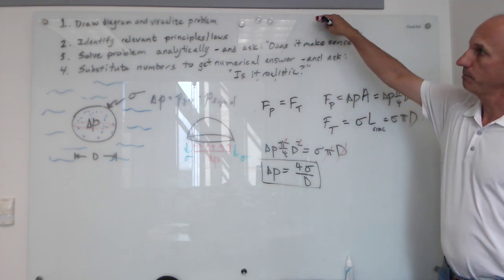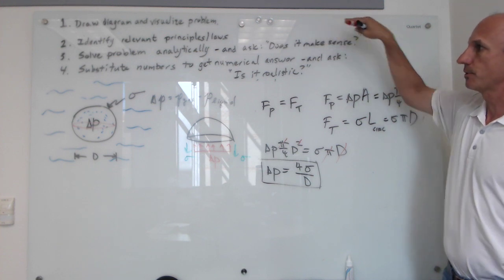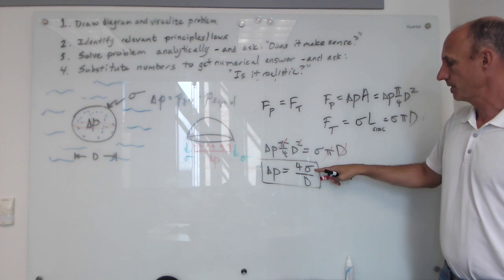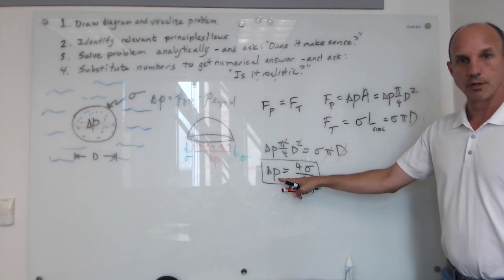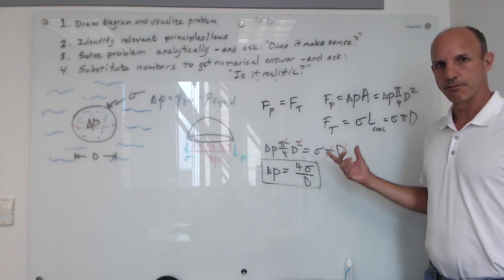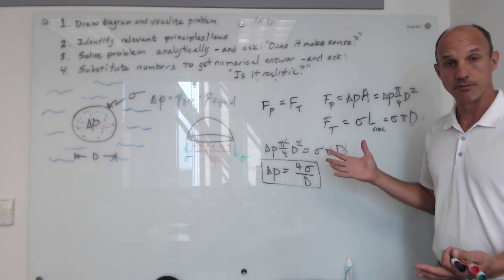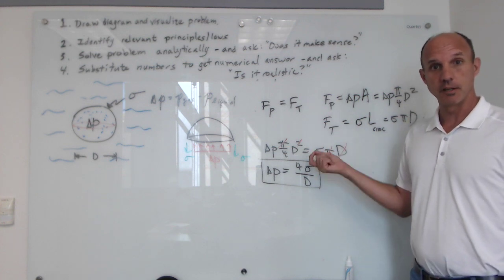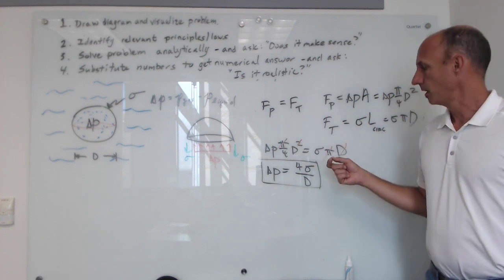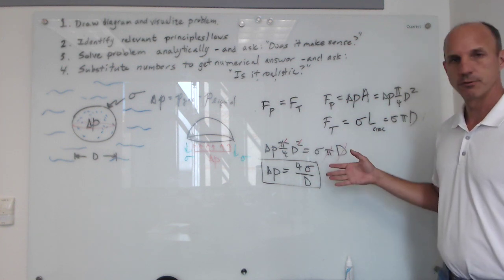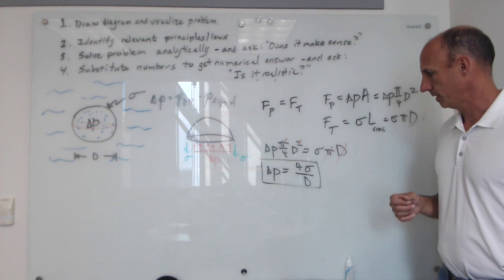Drawing a diagram, identifying relevant principles and laws, solving it analytically, and then if I were to give you a magnitude of a surface tension and a diameter, you could solve for pressure. Surface tension is going to be linked to a fluid, gas, or solid interface. So the surface tension value is typically something you're going to look up in a table. It's going to be dependent on temperature, but also on the fluid and gas combination.